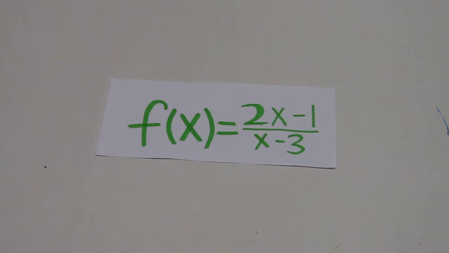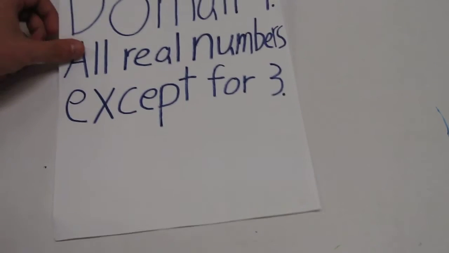First, we need to find the domain. The domain of a rational function of x includes all real numbers except x values that make the denominator 0. The domain of this function is all real numbers except 3.